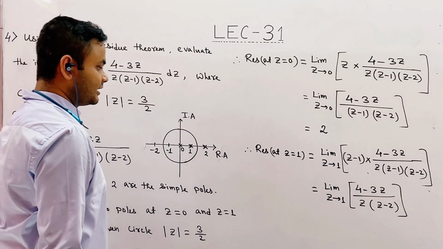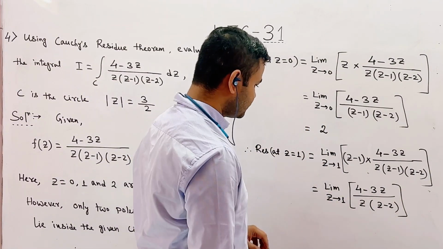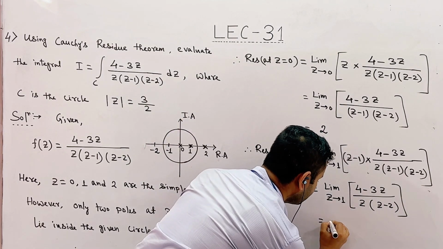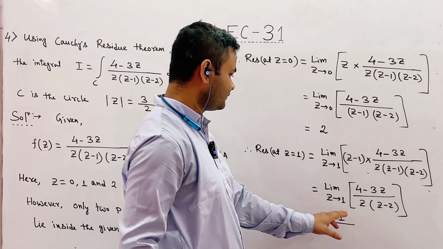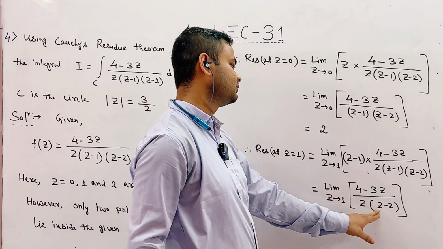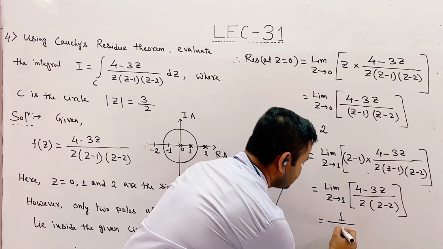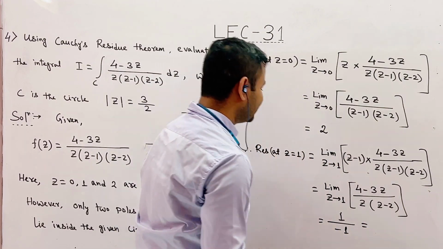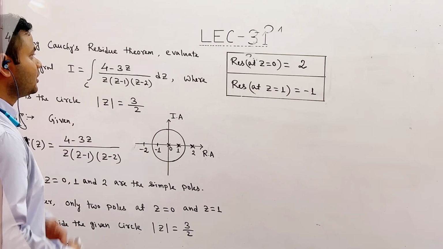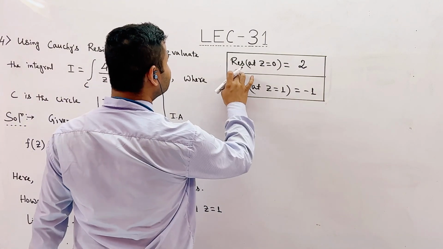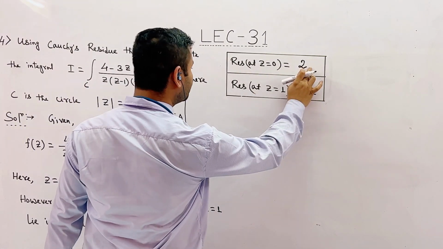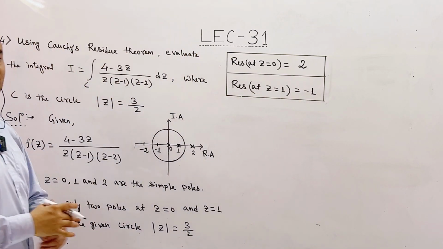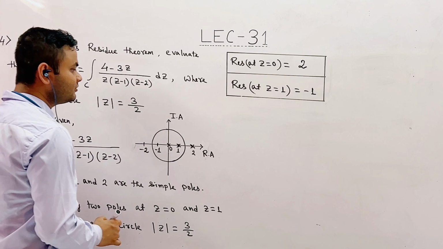Again, let us substitute the limit. So finally we get (4 minus 3, equal to 1) divided by 1 into minus 1. So minus 1. So residue at z equal to 1 is minus 1. So we have seen that residue at z equal to 0 is 2 and residue at z equal to 1 is minus 1. Now let us apply Cauchy's residue theorem.